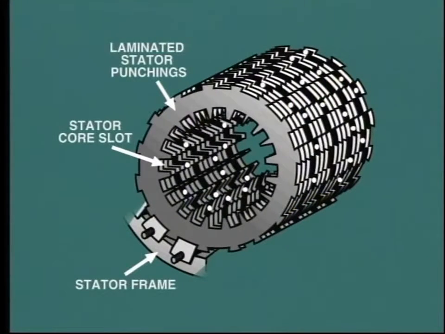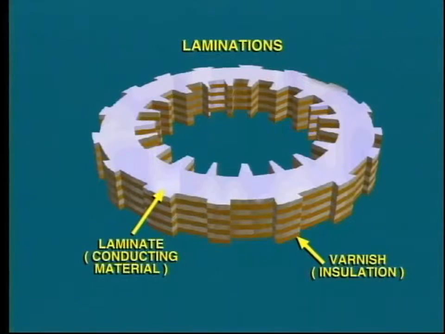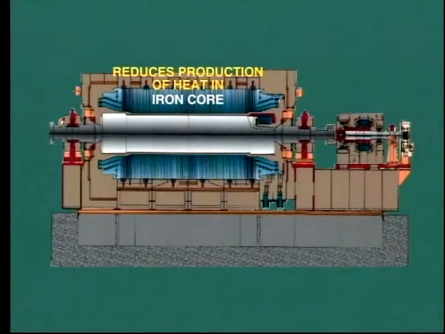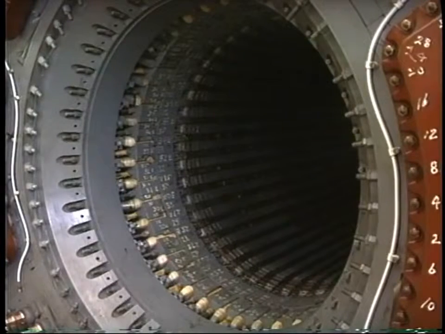The so-called iron core is made up of laminations of special steel. Each individual lamination or plate is coated on one side with an insulating material, the objective of which is to reduce the flow of induced eddy currents in the core. This in turn reduces the production of heat in the iron core and thus keeps its temperature down. The laminations are tightly packed together and secured within the stator frame.